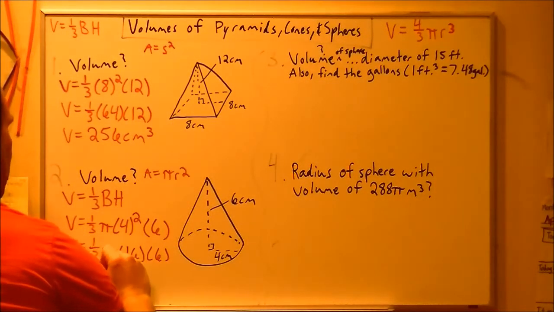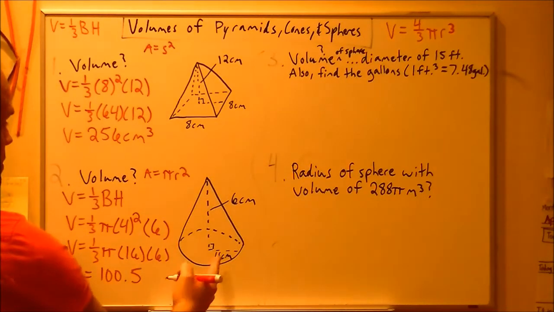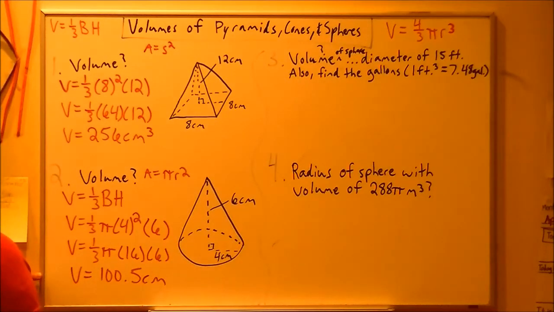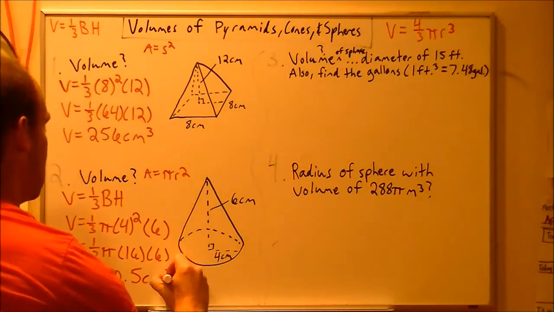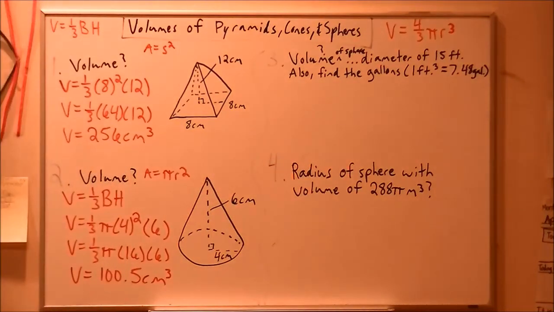So V equals 100.5 is my volume. Units: centimeters squared or cubed? Measuring in volume, so cubed. Units cubed, and not units squared. Alright, good job on that one, guys.